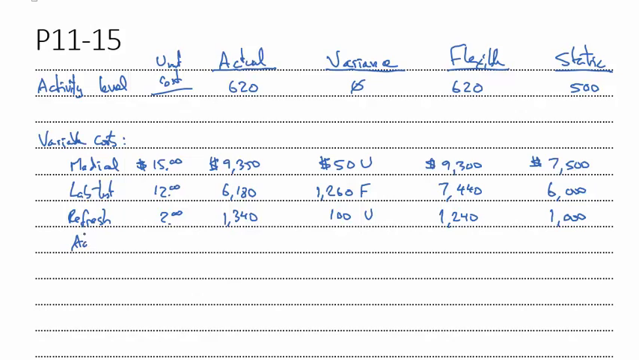And lastly, admin supplies. Static budget, $250. Actual was 400. 250 divided by 500 is 50 cents. So 50 cents times 620 is 310. And so we've got a $90 unfavorable variance there.